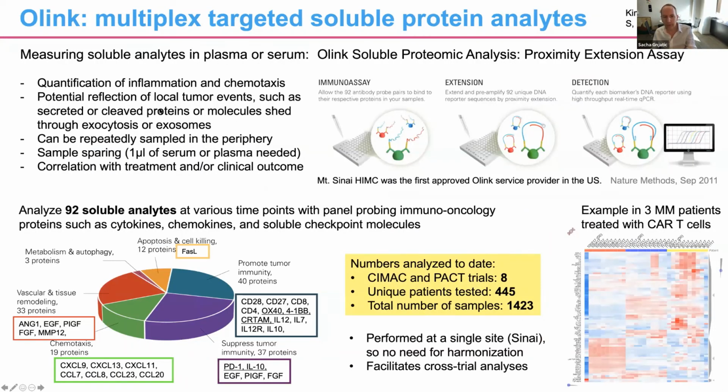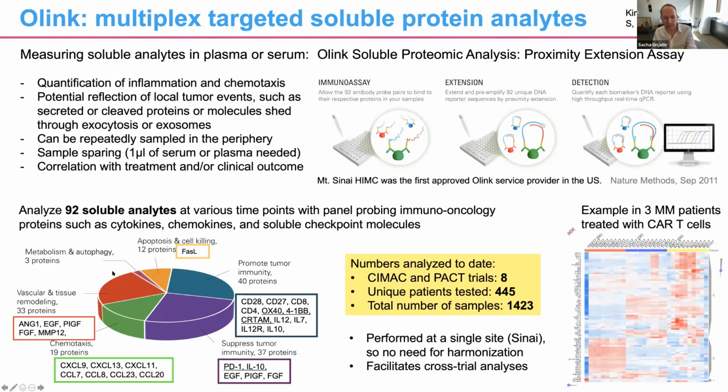The other assay that we're very excited about, and that you actually heard about from Kathy before, was the Olink assay. So this is the platform that was chosen as part of our CIMACs for analyzing soluble analytes from plasma or serum. And it allows you to quantify inflammation and chemotaxis markers, with the idea that these circulating proteins in the blood could potentially reflect local tumor events, such as secreted or cleaved proteins and molecules shed through exosomes, for example. And you can do that repeatedly, since it's easy to obtain blood, and it's very sample sparing. Just a microliter of serum is enough for this assay. And you can measure 92 analytes at once and correlate them with clinical outcome of treatment.